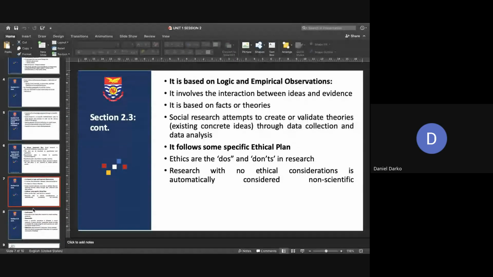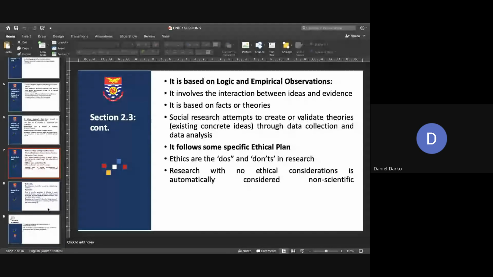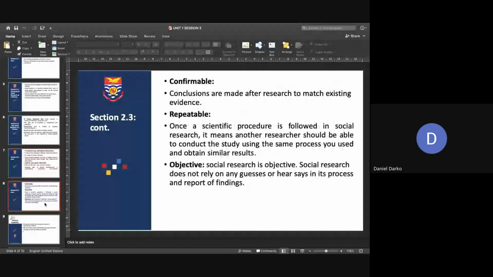Then we also follow an ethical plan. We follow ethics when we are conducting our research. Social research follows ethics, the do's and the don'ts. Research with no ethical consideration cannot be considered scientific. So social research follows the ethical considerations, the ethical conditions. That is why it's considered a science.